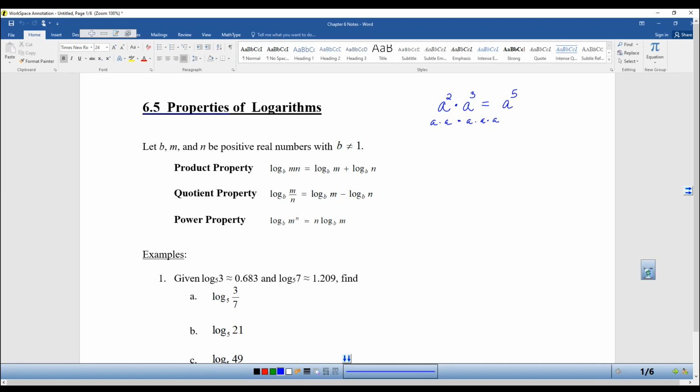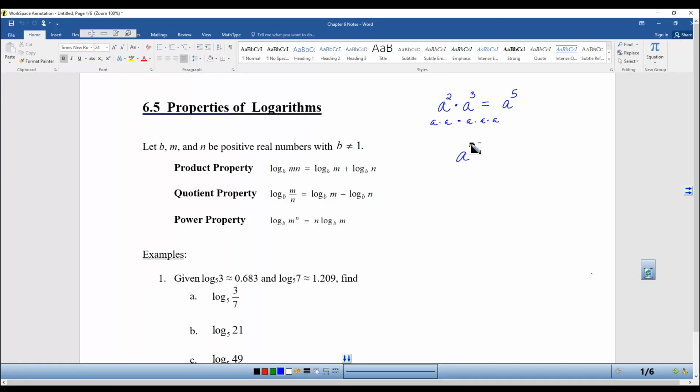And fortunately, you've already done the hard part of learning that when you multiply like bases, you add exponents, which is a weird concept that in order to multiply, you have to add. But now, since logarithms and exponents are inverses of each other, the same basic rule is going to apply. If you have log base b of m times n, that means the same thing as log base b of m plus log base b of n. And the same thing would work with subtraction.